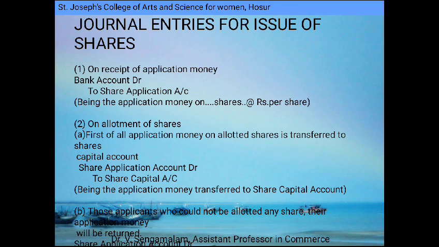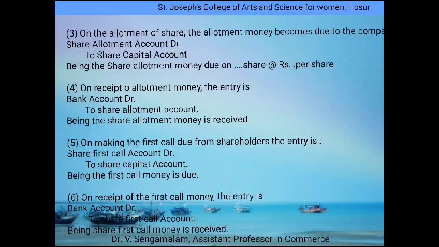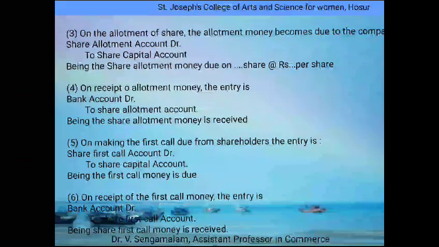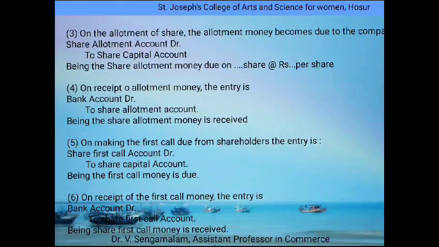The application money has been rejected. We want to pass the reverse of the first journal entry: share application account debit to bank account. And the allotment of the shares, the allotment money becomes due to the company: share allotment account debit to share capital account, and receipt of allotment money: bank account debit to share allotment.